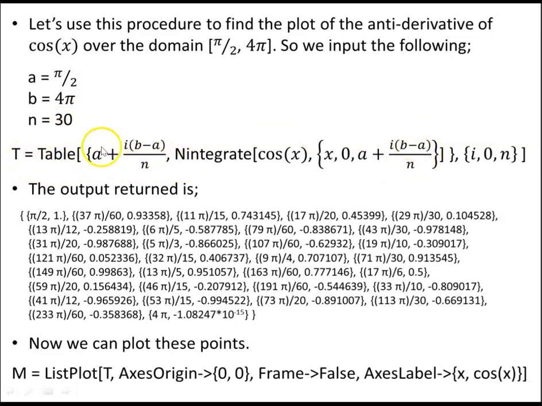These ordered pairs here will be plotted once they're obtained. Again, notice the 0 here. Perhaps cos x is defined at x equals 0. I'm not exactly sure what the role of this is. The output that's returned is this, and then we can list plot it. We'll center the plot by asking the origin of the axes to be set to 0, 0. It just makes the plot more pleasant to look at. And we're just going to have some axes, and we'll label those.